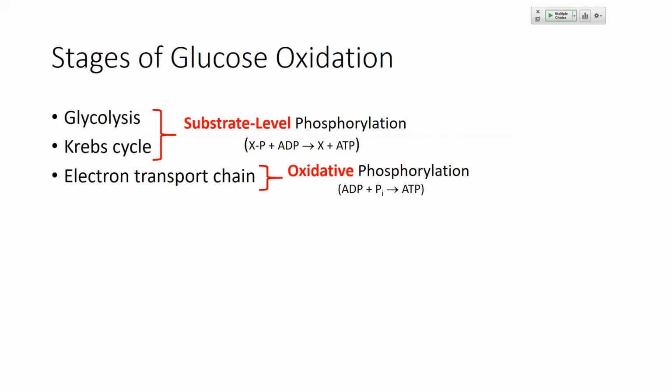And finally, there's the electron transport chain, which uses oxidative phosphorylation. What did I say about oxidative phosphorylation? You find a phosphate free floating. So ADP stumbles upon a phosphate free floating, it attaches it to itself, and you make ATP that way. Okay?